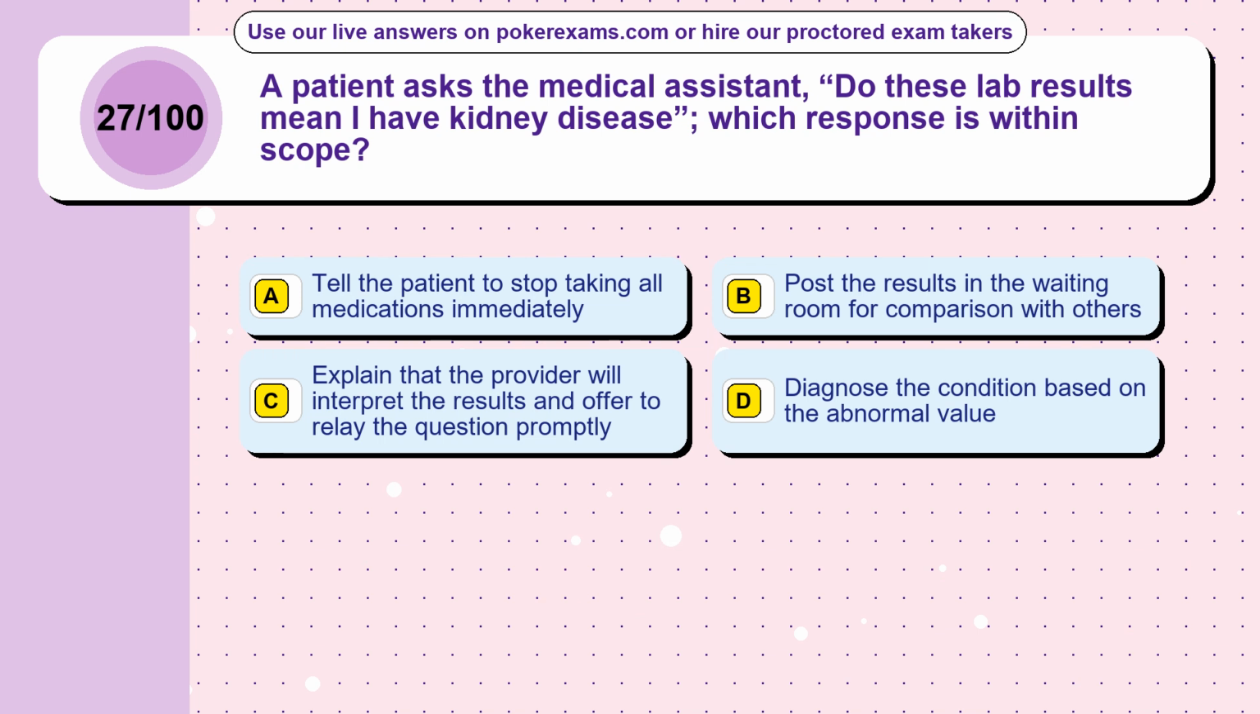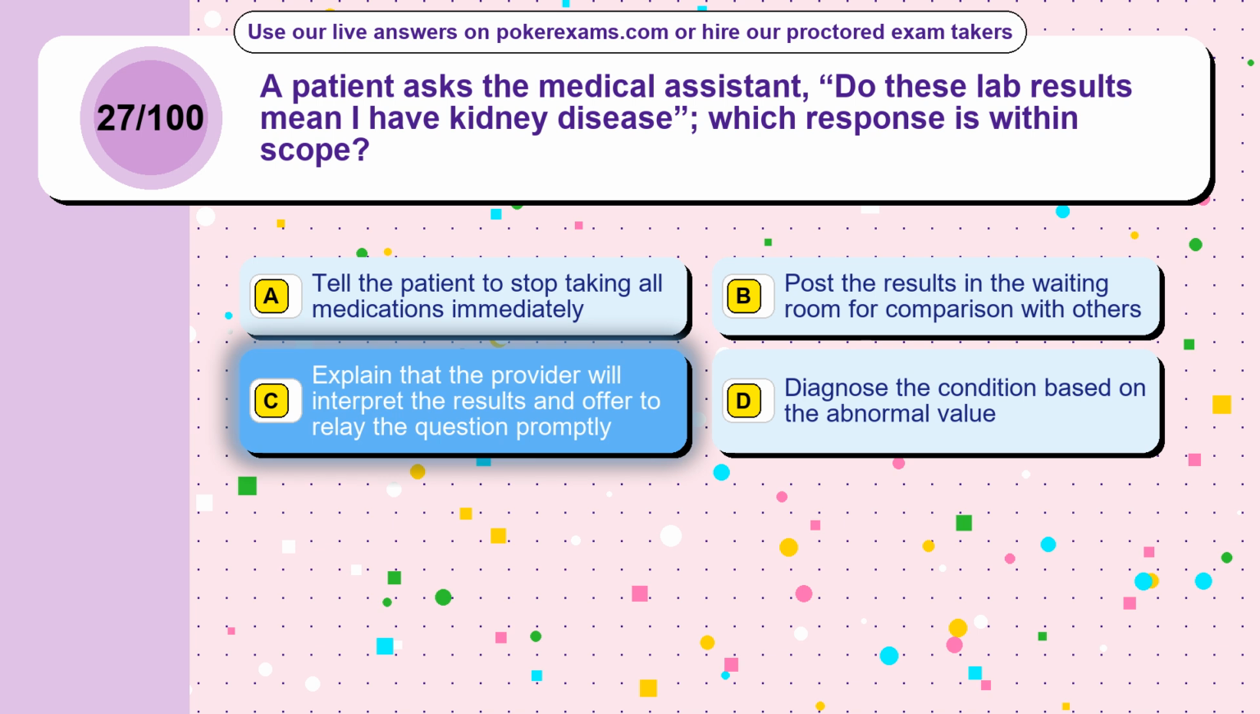Question 27. A patient asks the medical assistant, "Do these lab results mean I have kidney disease?" Which response is within scope? Option A, tell the patient to stop taking all medications immediately. Option B, post the results in the waiting room for comparison with others. Option C, explain that the provider will interpret the results and offer to relay the question promptly. Option D, diagnose the condition based on the abnormal value.